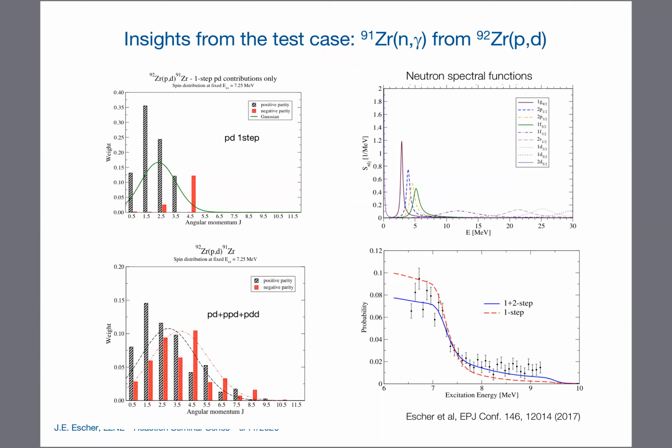We see here the spin distribution in the top left panel for just the one step, and below that for the one step plus the two step. We see we get a much broader distribution and higher spins. And in the lower right-hand panel, we see the effect of that. If we only use one step, we cannot reproduce the data. We do not get that shoulder that we see at the higher energies. But we do get that reproduced when we use two-step reactions as well.